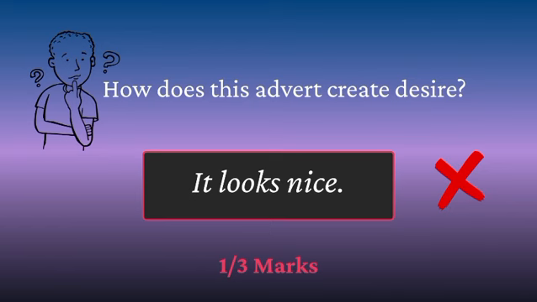This section right here, visual literacy. For most English FAL learners, this is where easy marks go to die. You look at the advertisement, you read the question, how does this advert create desire for the product? And you write, it looks nice. 1 mark? Maybe. Meanwhile, someone else writes a 3-sentence answer and gets full marks. What do they know that you don't?